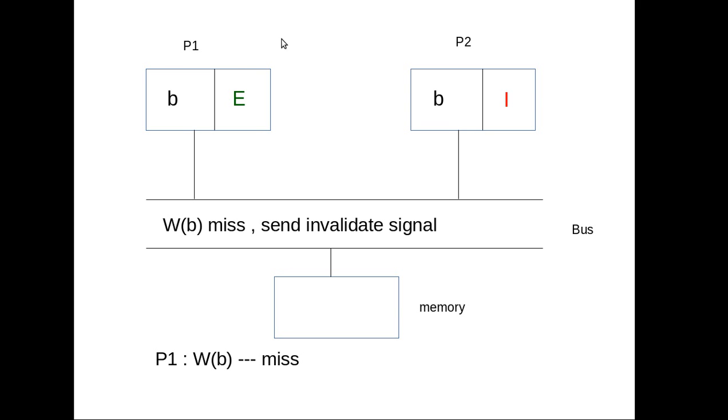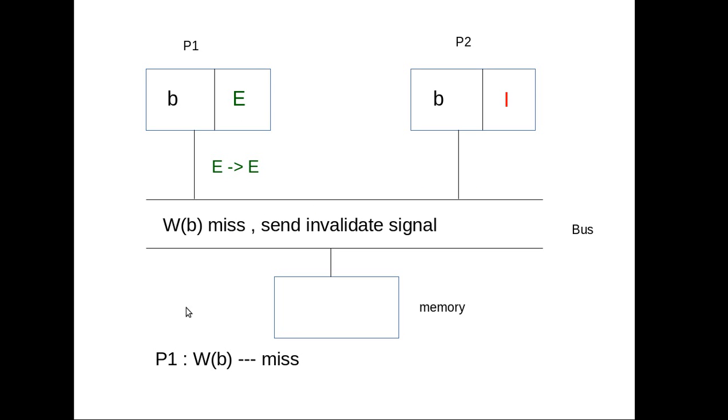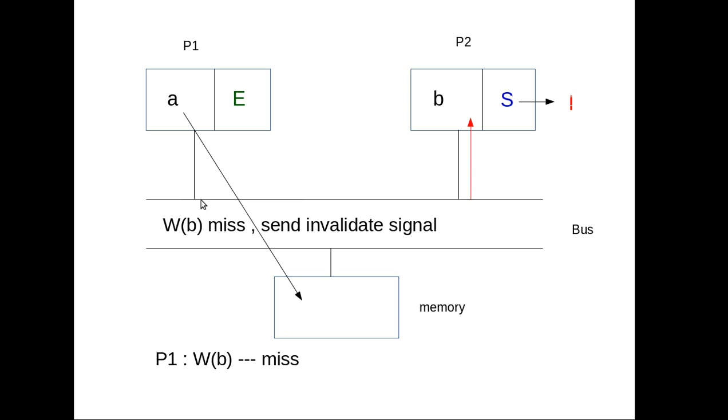Here we have B in exclusive state, right? Here it's B in invalid state. So here we are moving from exclusive state. The data A is present in exclusive state, and now the data B is present in exclusive state. So we are moving from exclusive to exclusive on CPU write miss. If we observe here, it's a write miss. CPU write miss, write back data. We are performing write back here.